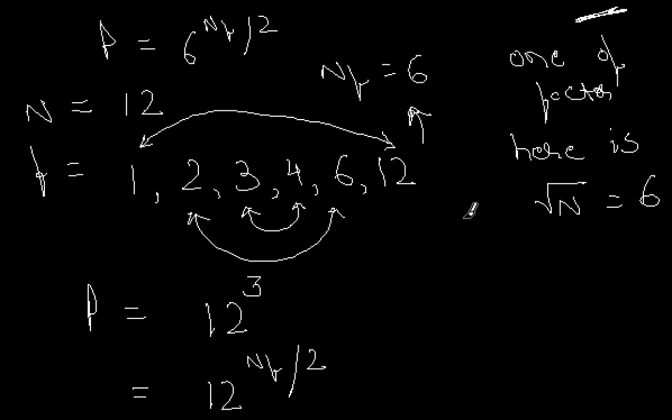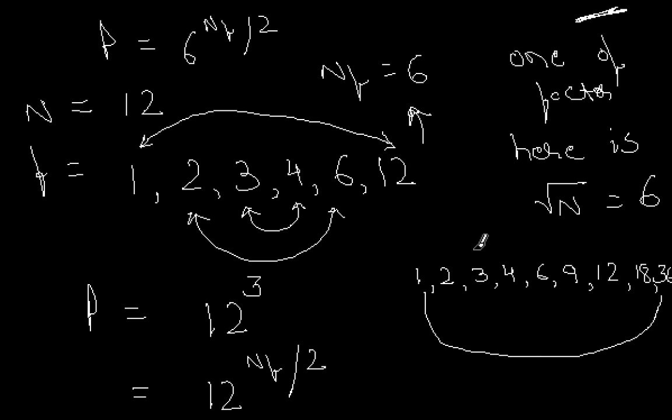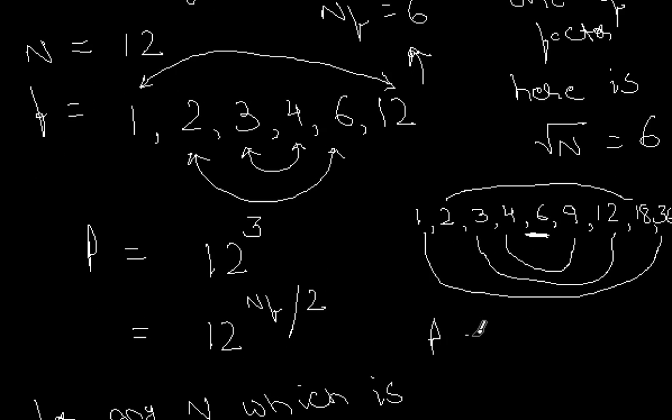So let's write all the factors of the number 36. They will be 1, 2, 3, 4, 6, 9, then 12, then 18, and then 36. So we have 1, 2, 3, 4, 5, 6, 7, 8, 9 factors. Now let's try to make pairs at least. 1 and 36 gives us the product 36. 2 and 18 gives us 36. 3 and 12 gives us 36. 4 and 9 also gives us 36. But we are left with 6 here, which is alone. So what we see is that the product in this case would be 36, which is the number, raised to power 4, into 6.